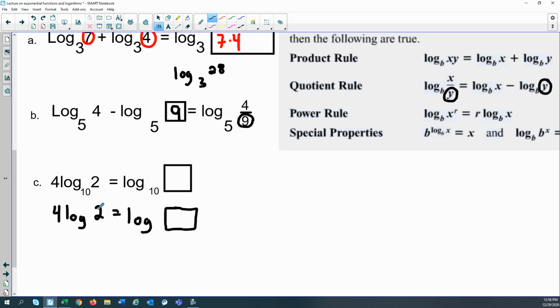So let's see what we're working with here. We have a power happening since we have a coefficient out front. So remember, this r just slides into the exponent of whatever we're working with. So this 4 is going to slide in, and we're going to be left with 2 to the 4th.